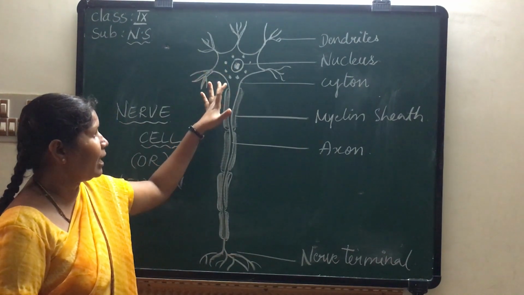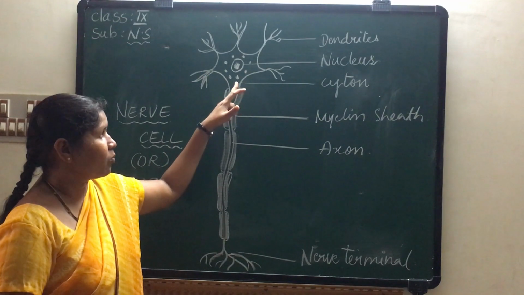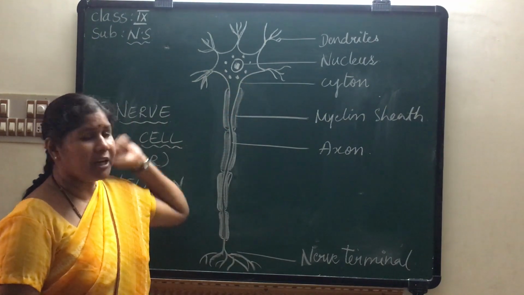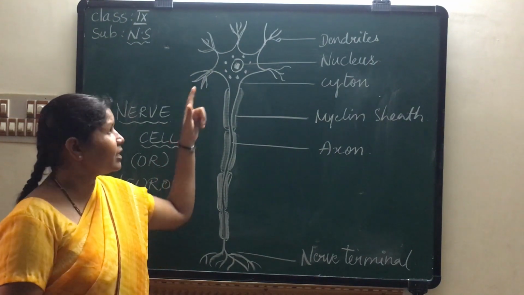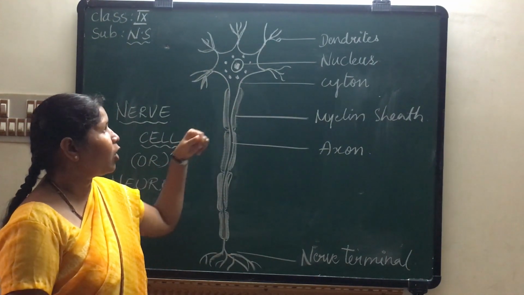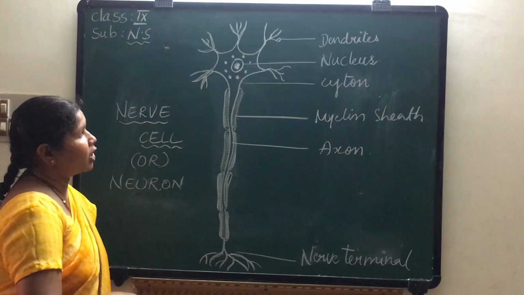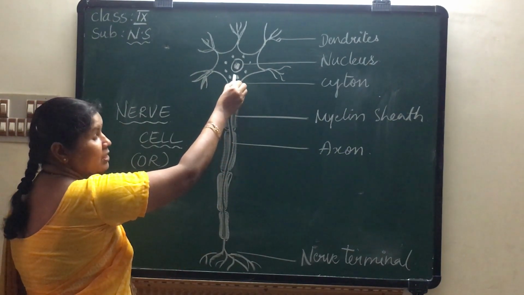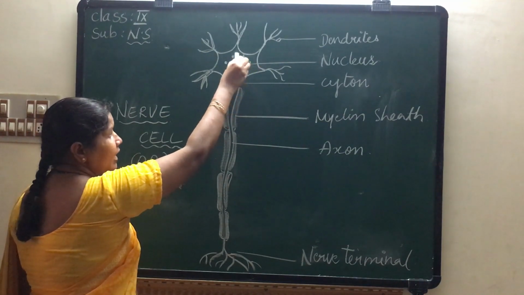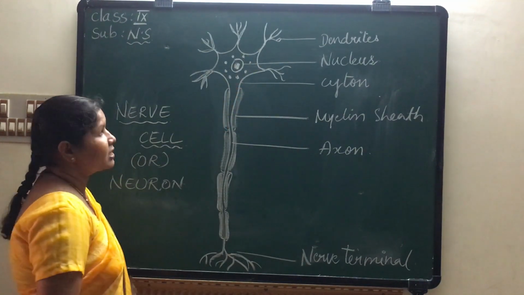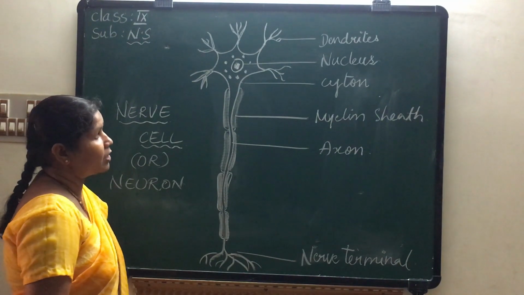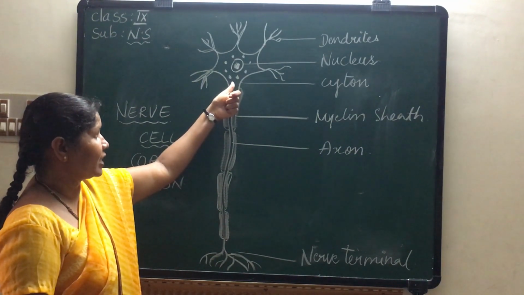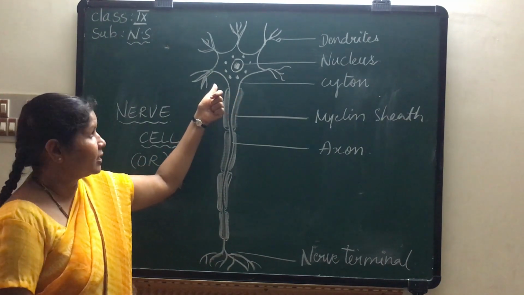Now come to the cell body. It is somewhat round in shape. Inside you can find the nucleus. Beside this nucleus you can find round shaped structures called Nissl granules. These Nissl granules supply the food material to the nerve cells, and as well as that, they give support to the nerve cells.